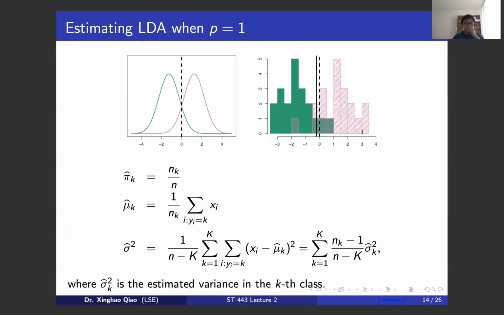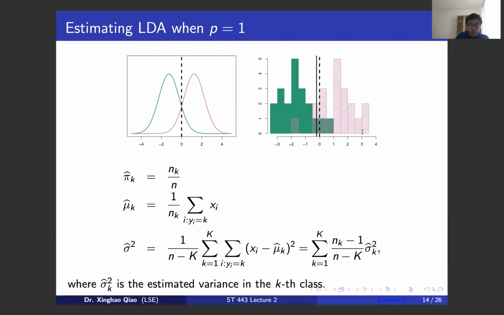Okay, so those are actually the results under the population level if we know pi 1, pi 2, mu1, mu2, and sigma square. Of course, in the real data scenario, we don't know how the data are generated, okay? So we need to actually estimate the underlying parameters.